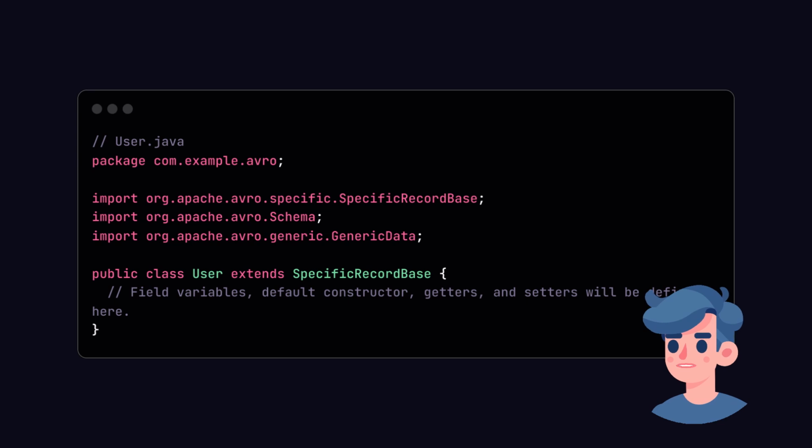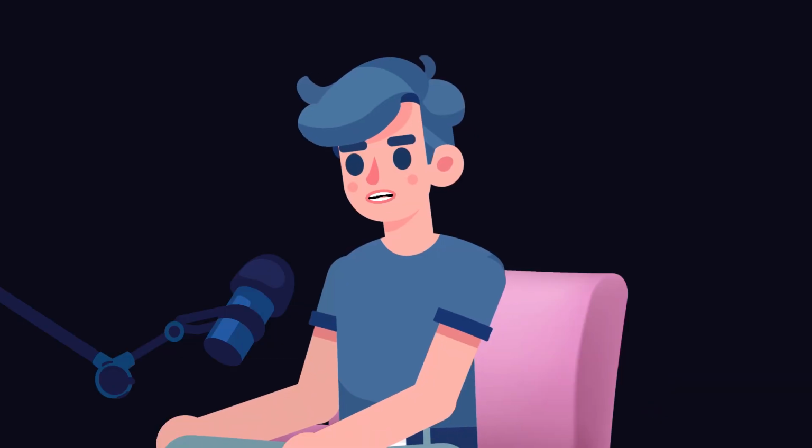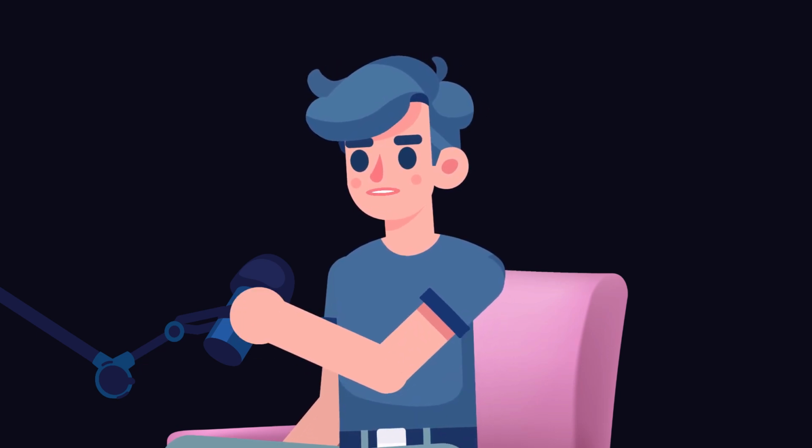After the build process completes successfully, you should see the generated User.java file located in the target/generated-sources/avro directory of your project. Let's check out what the generated class looks like. As you can see, the generated user class has all the necessary attributes and utility methods such as getters and setters, making it easier for you to work with your data.